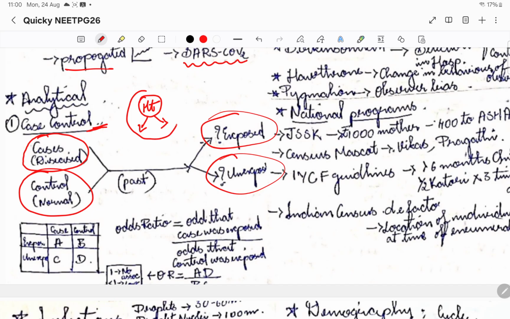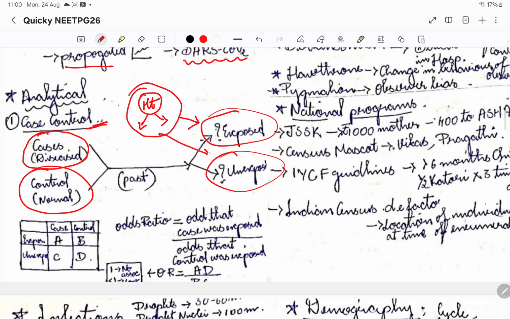Now we are trying to find out whether they were exposed to high salt intake or not. This is an example I'm telling, this is how the question will be. So whether the salt intake was there or not, that is what we are trying to find out, whether the salt intake is what led to the disease. So from the case we are trying to go backwards, that is the past. The people have already developed a disease, so that is case control.